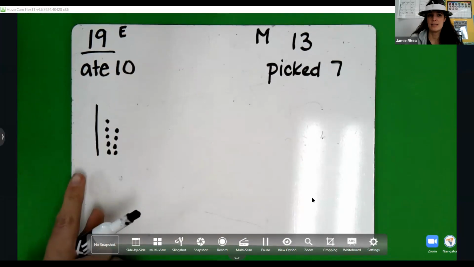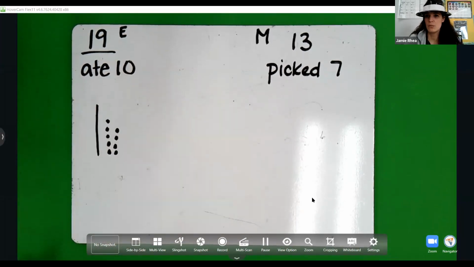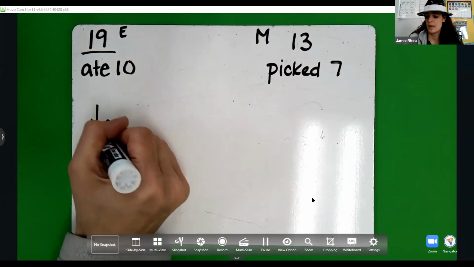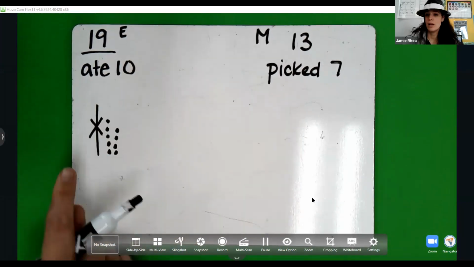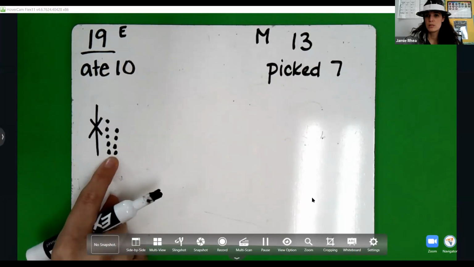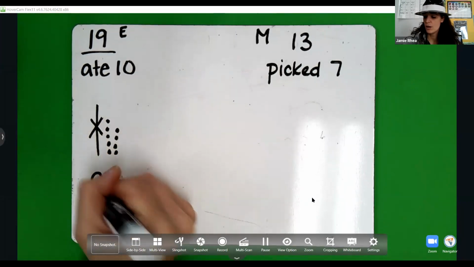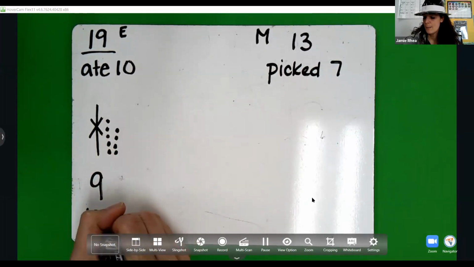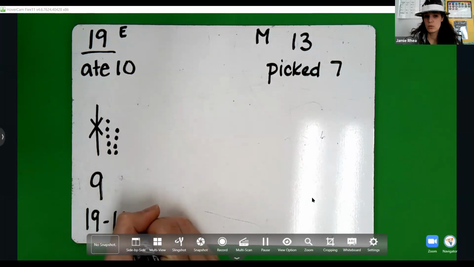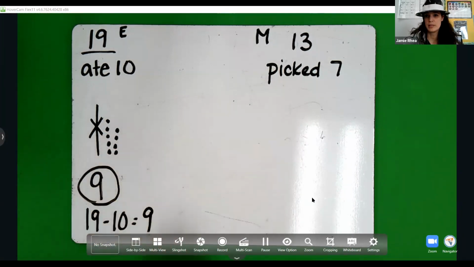Okay, there's my 19. Now, if I'm eating 10 of them, what do I need to do? I need to take that 10 away. So now I have no 10. And how many 1s? 9 1s. So I only have 9 1s. So I could say 19 minus 10 equals 9. Okay, so Elaine only has 9 blueberries now.